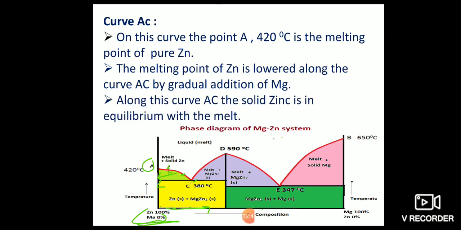Along this curve AC, the solid zinc is in equilibrium with the melt. So along this curve AC, two phases are present: solid zinc, which is in equilibrium with melt. To understand this, we shall have a little imagination. I will try to explain a little. This is my imagination.